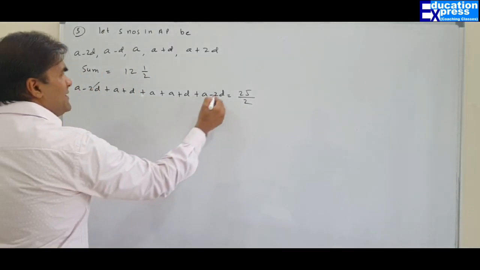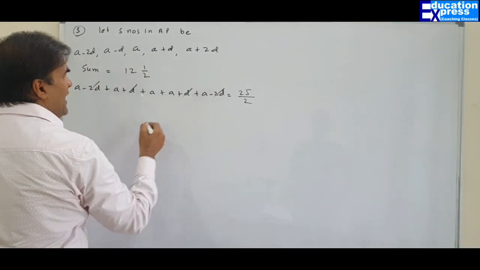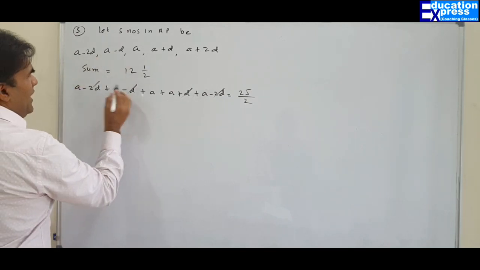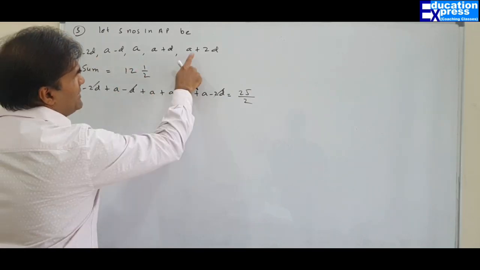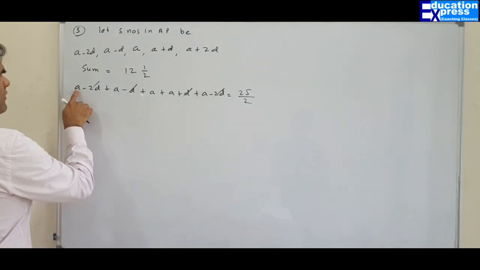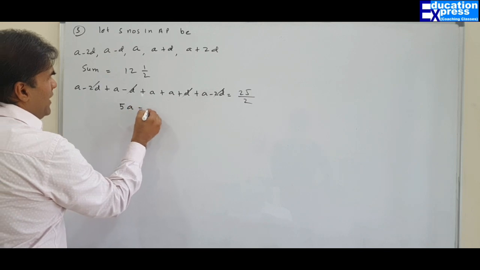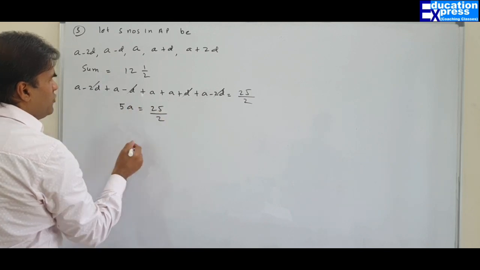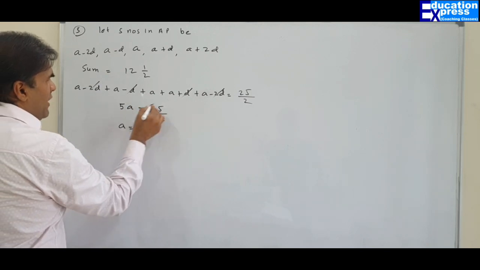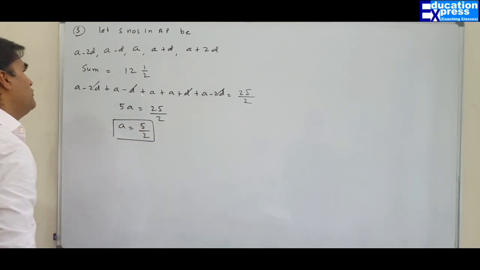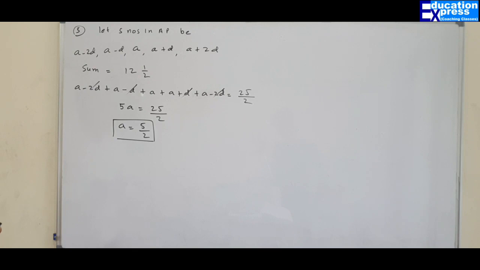Now when you notice, this is cancelled, this is cancelled. This was A minus 2D, it should have been A minus D, then A plus D, A minus D. So we are left with 1, 2, 3, 4, 5. 5A equals 25 upon 2. A equals 5 ones are 5. So A equals 5 upon 2. So my dear friends, we found out the value of A.